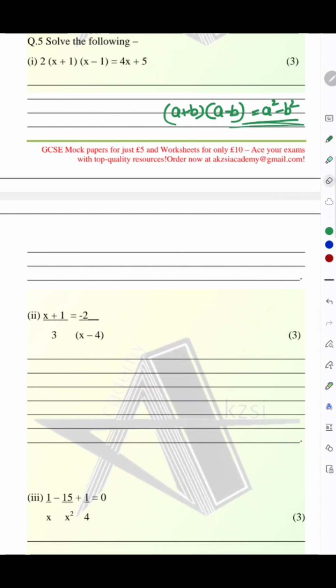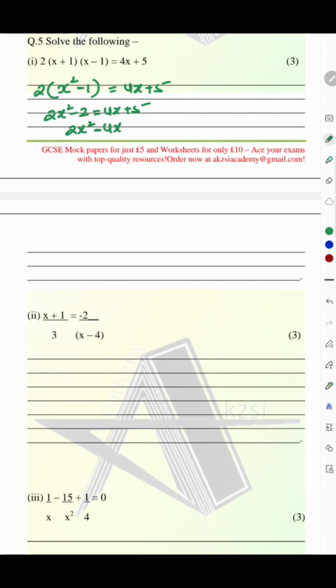So, considering the same, 2 times (x plus 1) times (x minus 1) is equal to 4x plus 5. That means (x plus 1) times (x minus 1) will give you x squared minus 1, so 2 times that equals 4x plus 5. Now this will be 2x squared minus 2 equals 4x plus 5. And this can be written as 2x squared minus 4x minus 7 equals 0. Now we have to look into this.